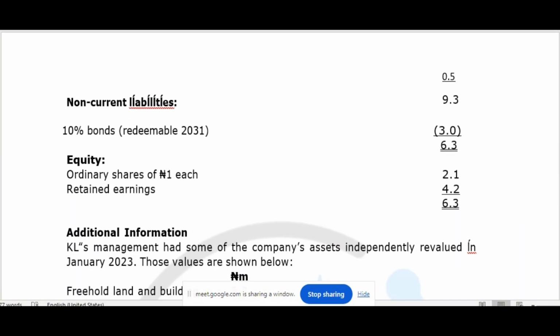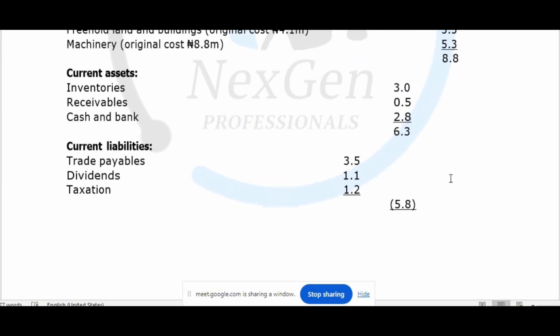So where is non-current liability? Now, where is non-current liability? Non-current liability is what? This is the non-current liability. We have 3.0. Are we still together? This is 3.0. Don't forget, this is 3.0, right?